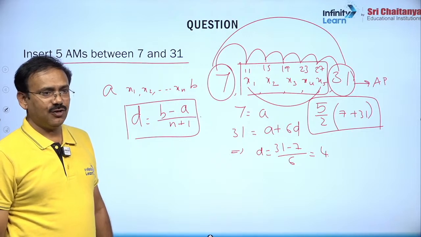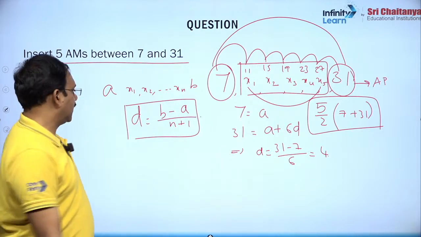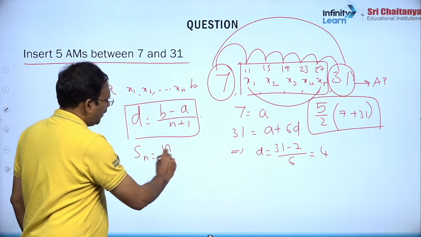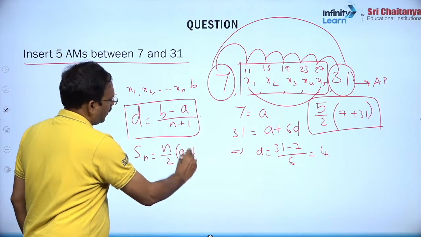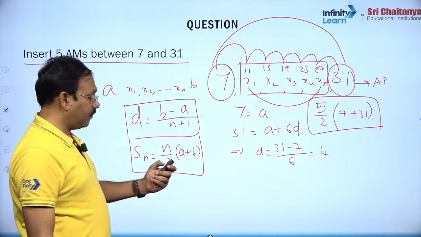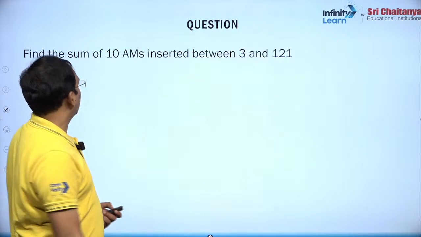Okay, sure, definitely will do, dear students. So here the sum of n arithmetic means is given by n by 2 into A plus B. This is another important observation related to means between two numbers, right, my dear friends.